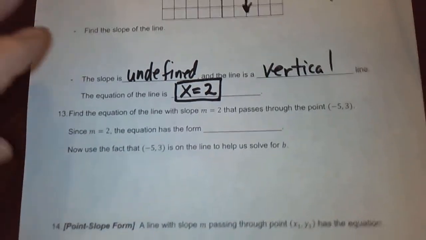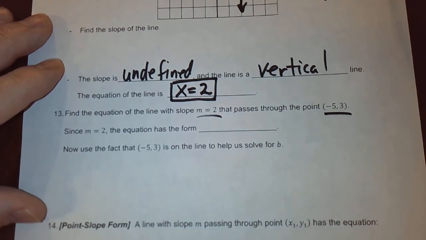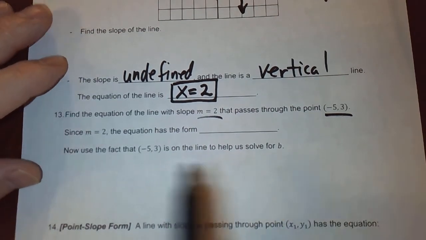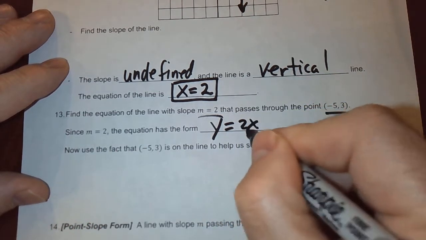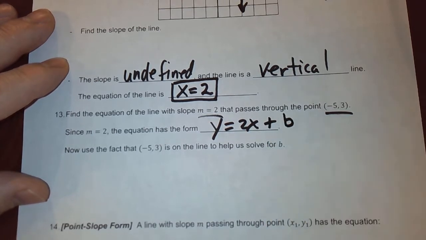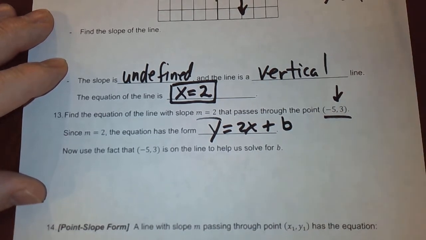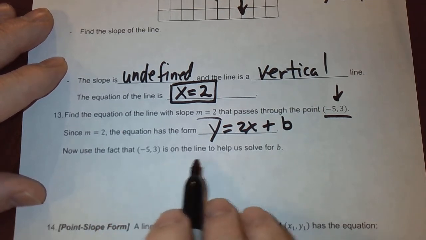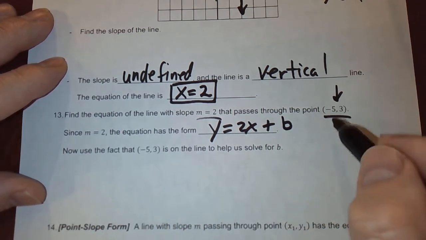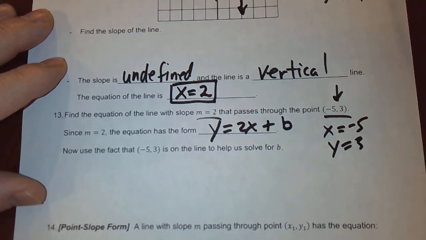Okay, let's find the equation of the line that has slope 2 and passes through this point. So this is a bit of a review now. Since m equals 2, we know that it's going to be y equals 2x plus b, but we don't know what b is because this is not the y-intercept. This is just some random point. So now we're going to use the fact that (-5, 3) is on the line. So if I plug in x equals -5, y equals 3, this equation will hold true. And that'll help us find out what b is.